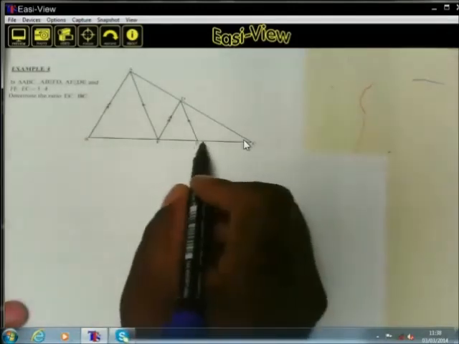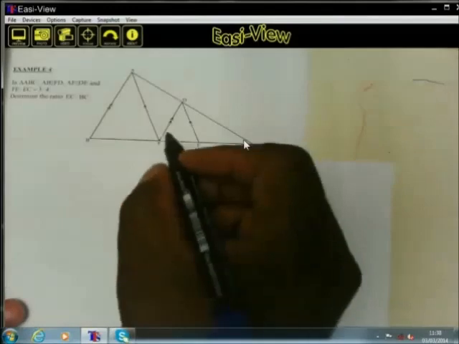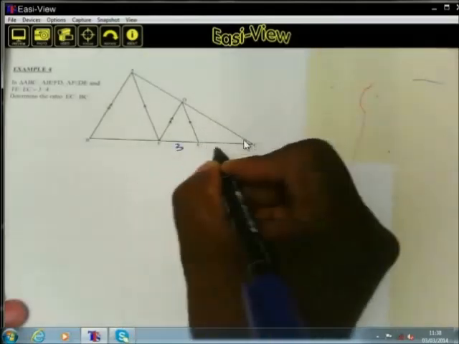In triangle ABC, AB is parallel to FD, which is marked. AF is parallel to DE, also already marked. The ratio of FE to EC is 3:4. Remember, we're not saying FE equals 3 units and EC equals 4 units. That is not the implication. The implication is that the ratio of FE to EC is 3 to 4.